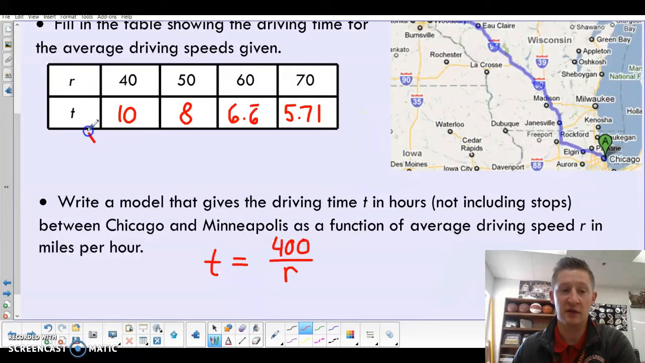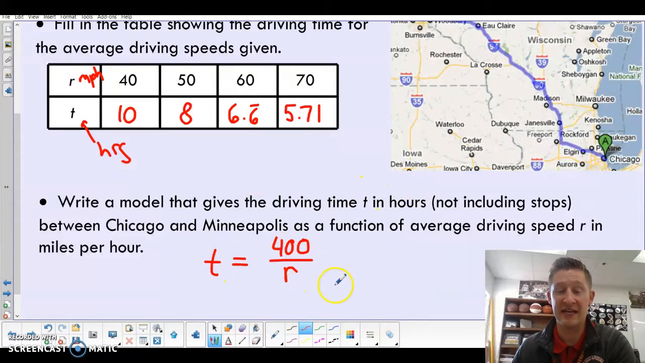So this would be a number of hours, okay, that it takes to get from one spot to the other. And this R, this would be miles per hour, how fast we're traveling, okay? And if I know the number of miles, I take the miles divided by the miles per hour, and I'm left with a number of hours, okay?